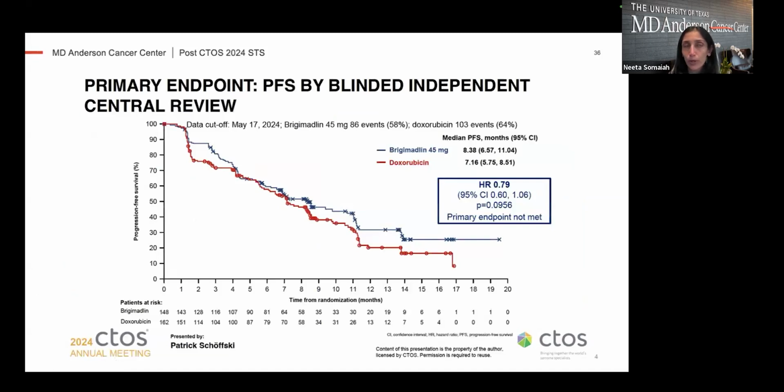Unfortunately, the primary endpoint, which when you're designing a study, you have to design the statistics and figure out how many patients you're going to need to treat based on your hypothesis. And their hypothesis was that this drug is going to be much superior compared to doxorubicin. The progression-free survival in the phase 1 study with the brigamadlin, the new drug, was around 7 to 8 months. But for doxorubicin, they estimated that the progression-free survival will be around 4 months.